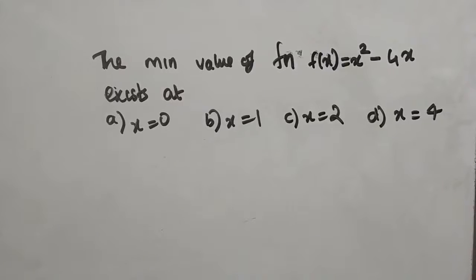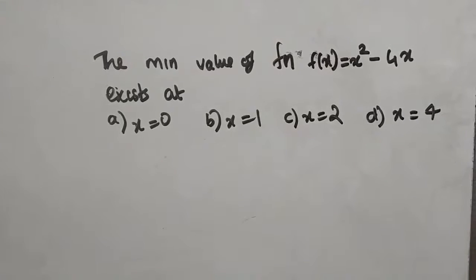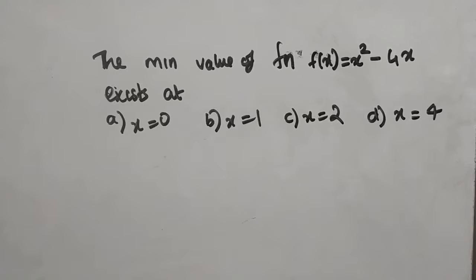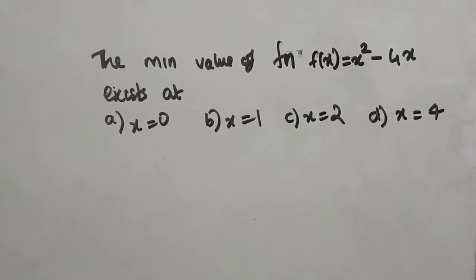Minimum value of function f of x equal to x square minus 4x exists at. So our last question was maximum value, isn't it? So this question is minimum value. So where does the minimum value exist? They have given the options also. So what is the first step you have to follow?